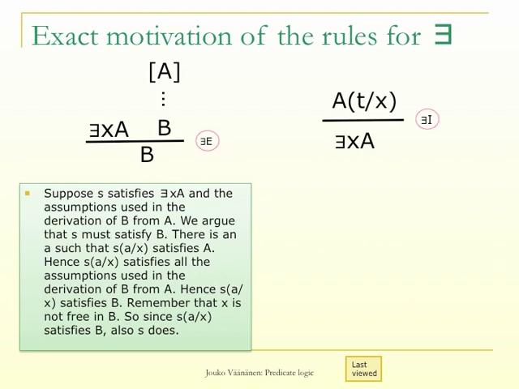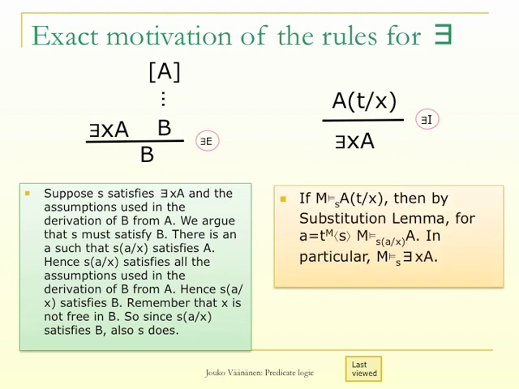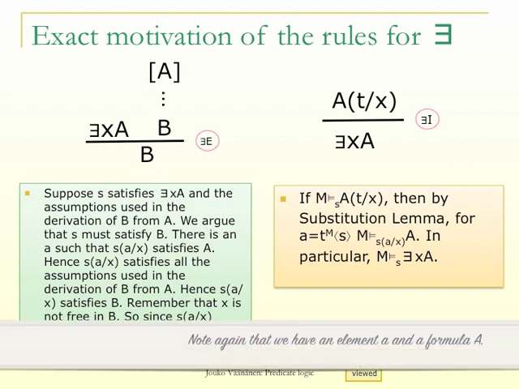The motivation for the exists introduction rule is the following. We know A[t/x]. So we know at least one value of x that satisfies A, namely the value of the term t. Therefore we are justified in concluding ∃x A. More exactly, if S satisfies A[t/x] in M, then by the substitution lemma S[a/x] satisfies A in M for a equal to the value of t in M under the assignment S. In particular, S satisfies ∃x A in M.